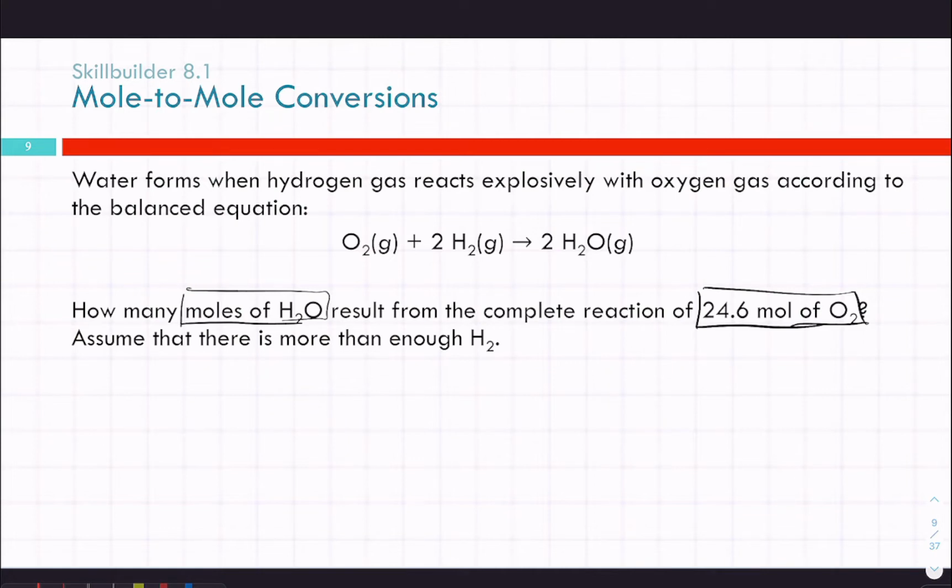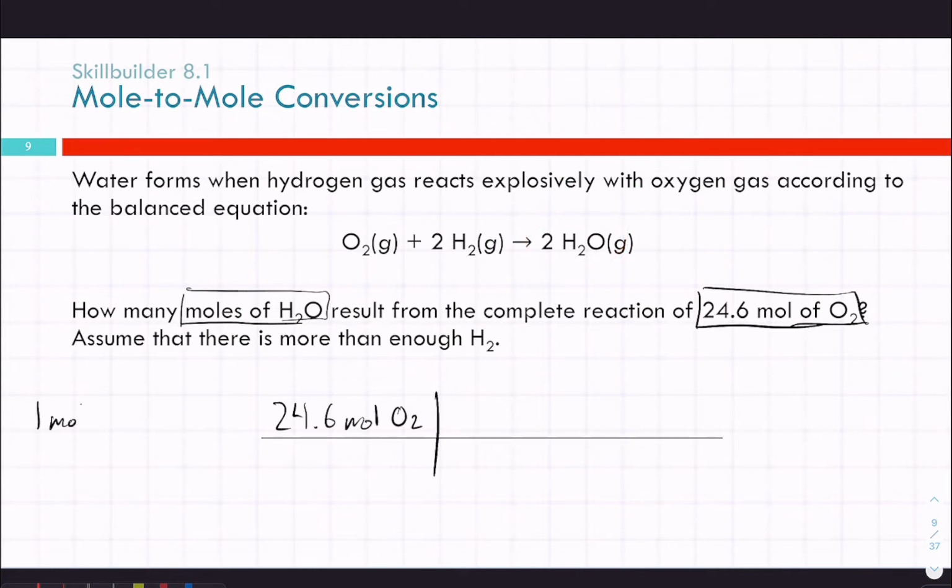And so this is just like the recipe. We just use our 24.6 moles of oxygen and the ratio from our balanced chemical equation. Start with our 24.6 moles of oxygen. And what is our ratio between oxygen and water? How many moles of oxygen to water? We'll just use the coefficients from our balanced chemical equation. So for every 1 mole of oxygen, we can make 2 moles of water.